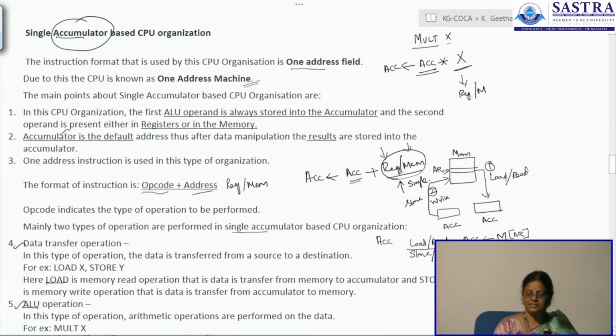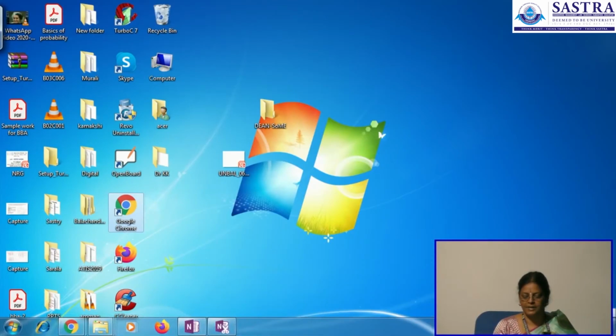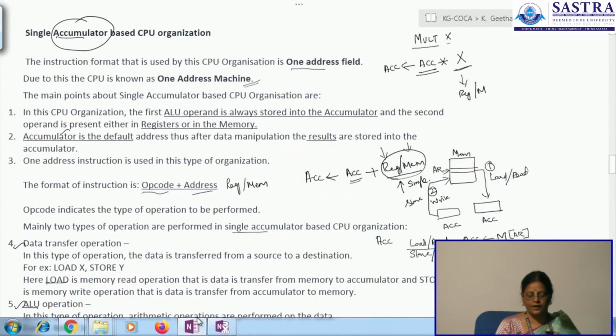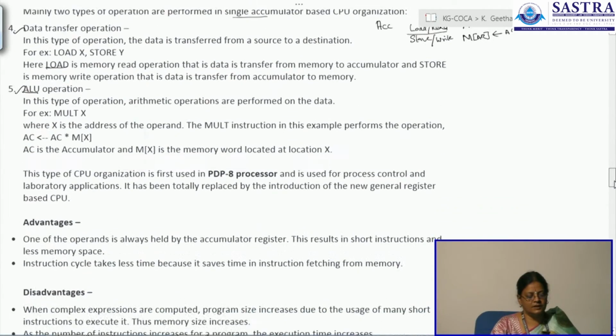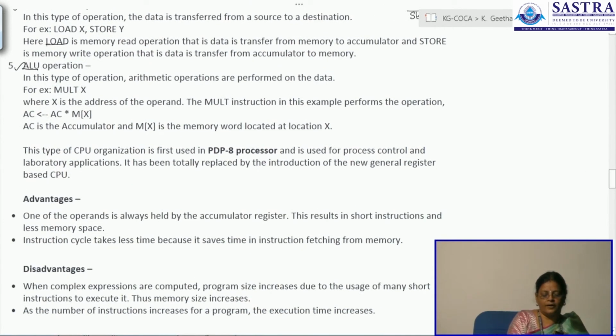So this completes the discussion of single accumulator based organization. Okay. So we will also discuss about this type of CPU organization. Actually, accumulator based CPU organization is supported or implemented in PDP-8 processor. A very good example of this type of organization is PDP-8 processor, which makes use of this type of organization.